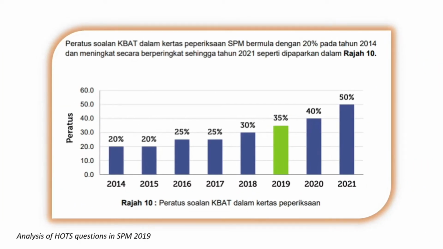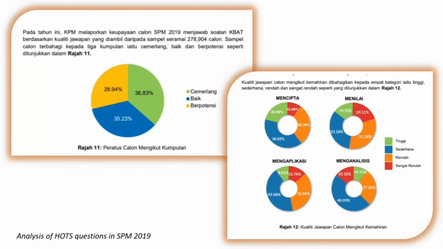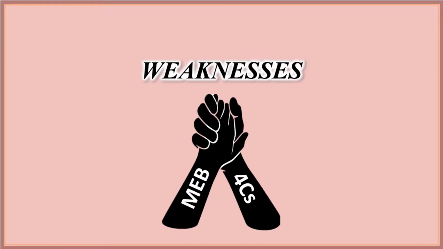For example, we can see from this analysis of SPM in 2019, the percentage of HOTS questions were gradually increasing, and 50% of SPM questions in 2021 were HOTS. And these are the results from SPM in 2019 for HOTS questions.